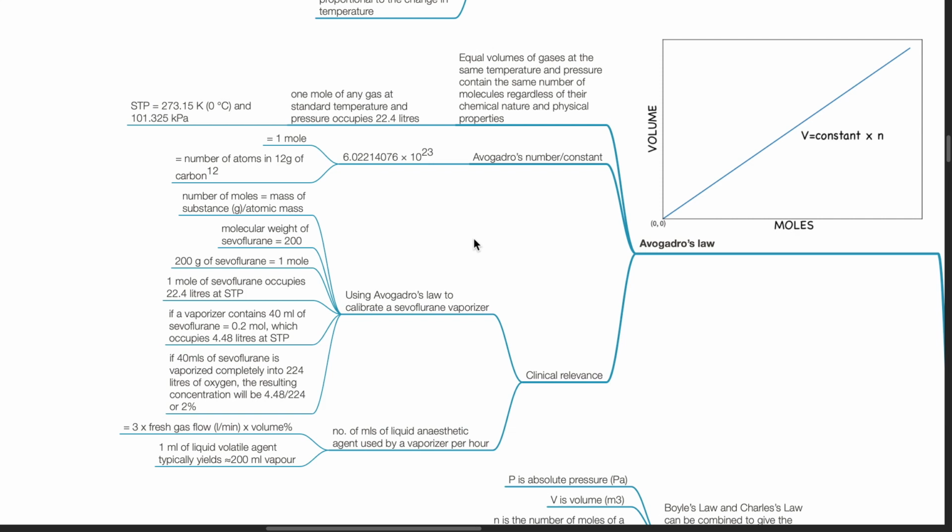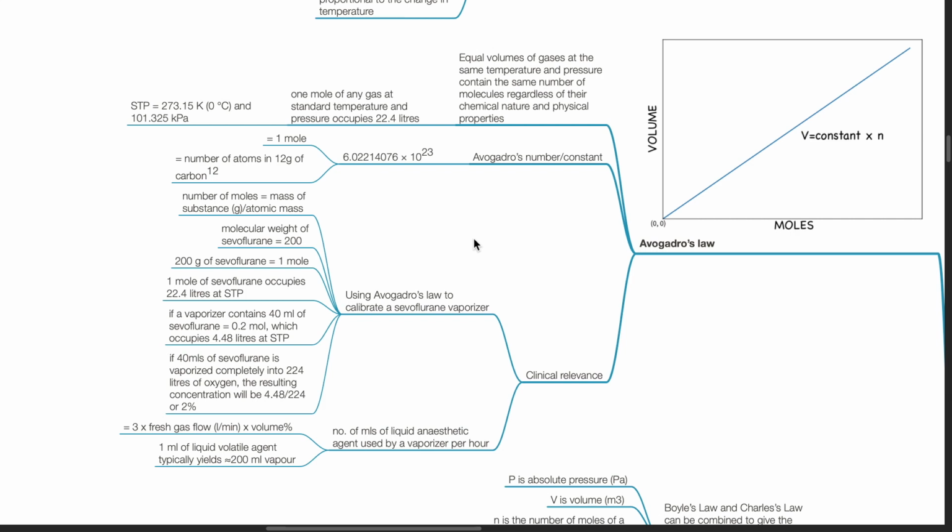Clinical relevance. Avogadro's law can be used to calibrate a sevoflurane vaporizer. The number of moles equals the mass of substance in grams divided by atomic mass. The molecular weight of sevoflurane is 200. 200 grams of sevoflurane equals 1 mole. 1 mole of sevoflurane occupies 22.4 liters at STP.